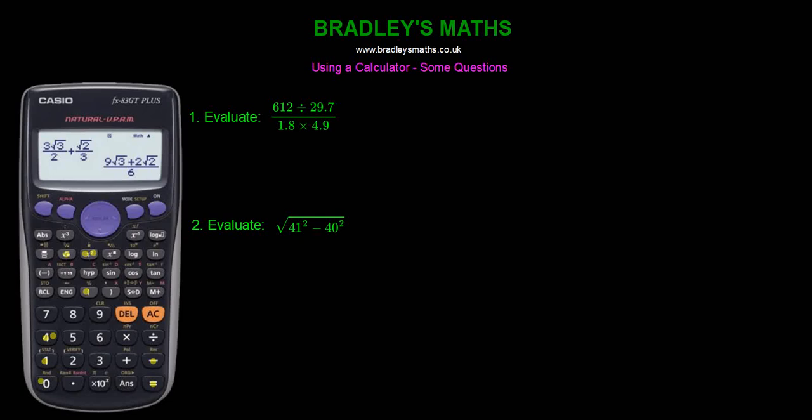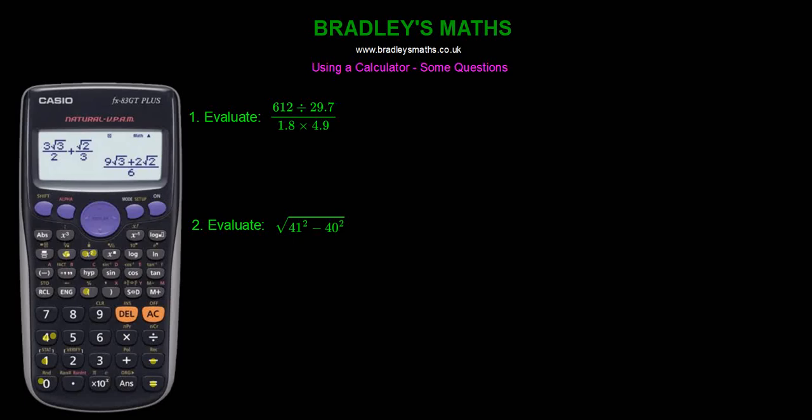This is the third video supporting worksheet 1.6, using a calculator, in the GCSE number series on my website www.bradleysmaths.co.uk, and this is using a calculator, some questions. There are two questions on this screen and two questions on the next screen. As usual, when we do questions, I ask you to pause the video and do them for yourself. And when you're ready, get the video going again, and I will be ready to work with you.